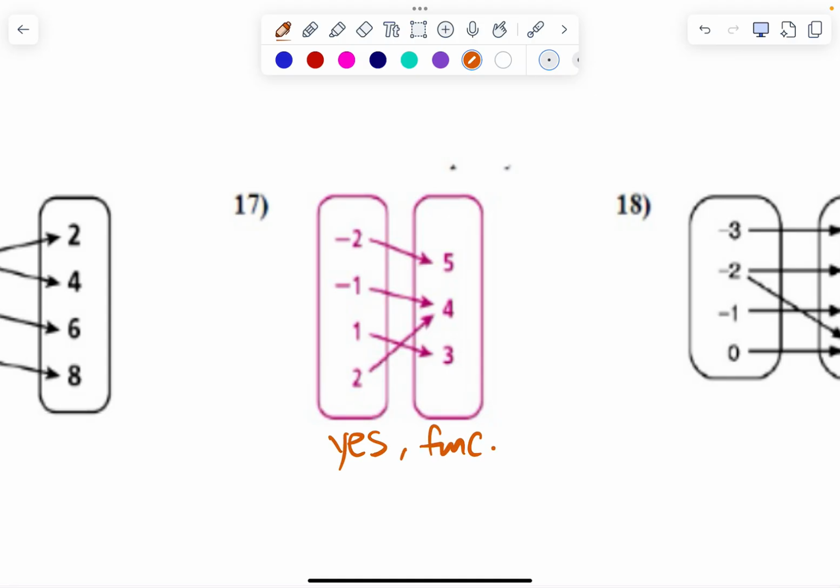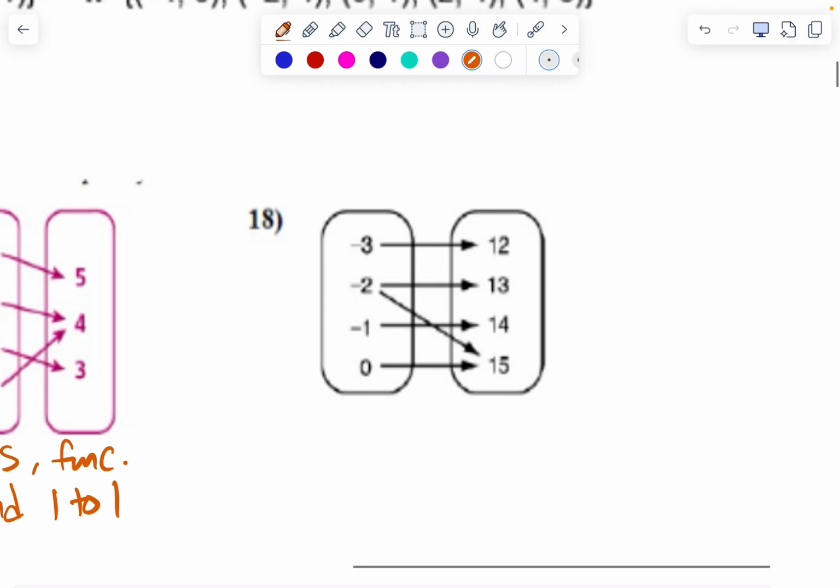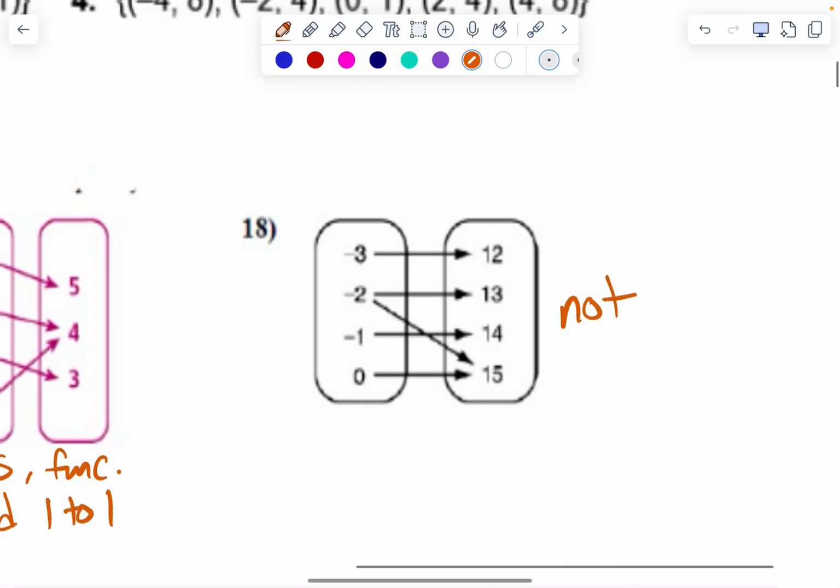Is it 1 to 1? Why is it 1 to 1? Yeah, each y only has one arrow pointing to it. It's unique y's, right? No double y's. All right, how about this one? Function? No. It's not a function, you're right.